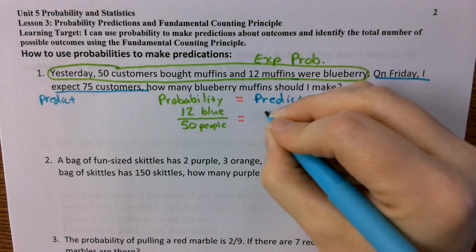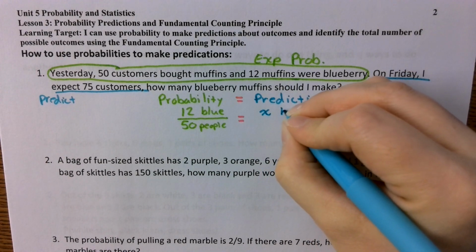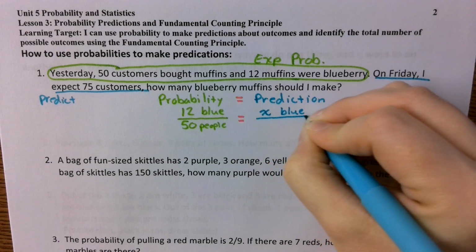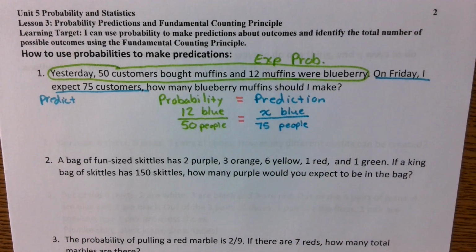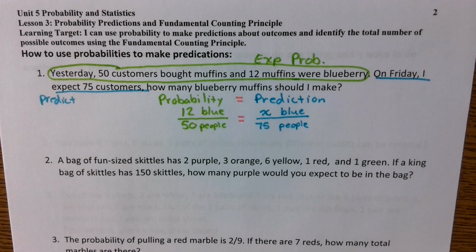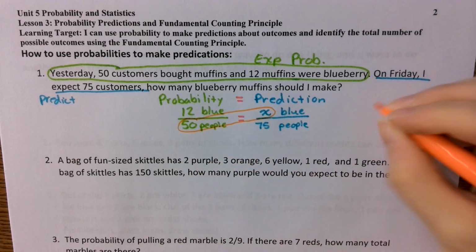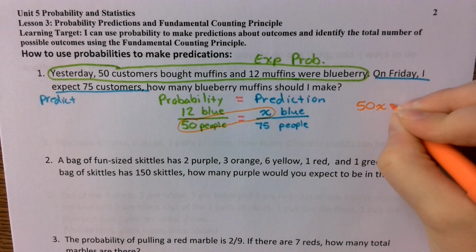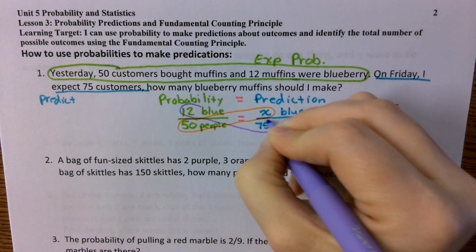So I need to know how many blueberry muffins to make. I don't know how many yet. I'm just going to put that as my variable. If I have 75 people coming in, I've got 12 over 50 is equal to x over 75. Once I've got it in that format, I can then use my typical cross products to solve. I can multiply my 50 and my x together, and I can multiply my 12 and my 75 together.